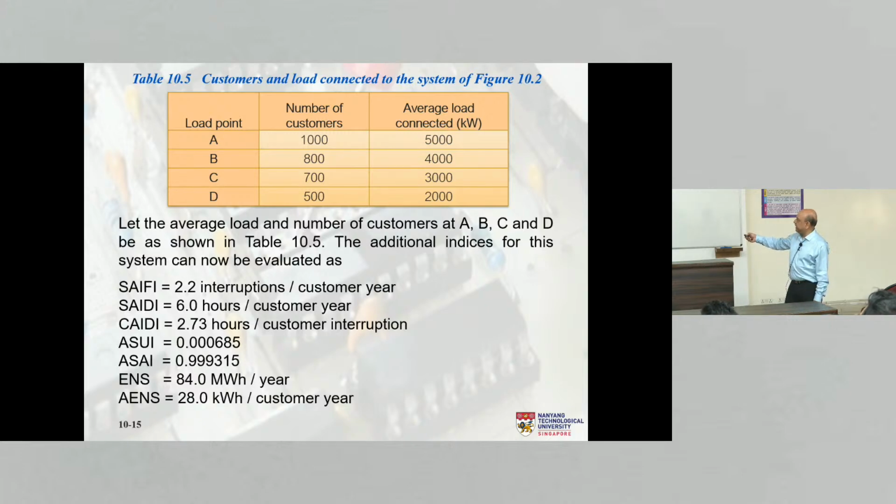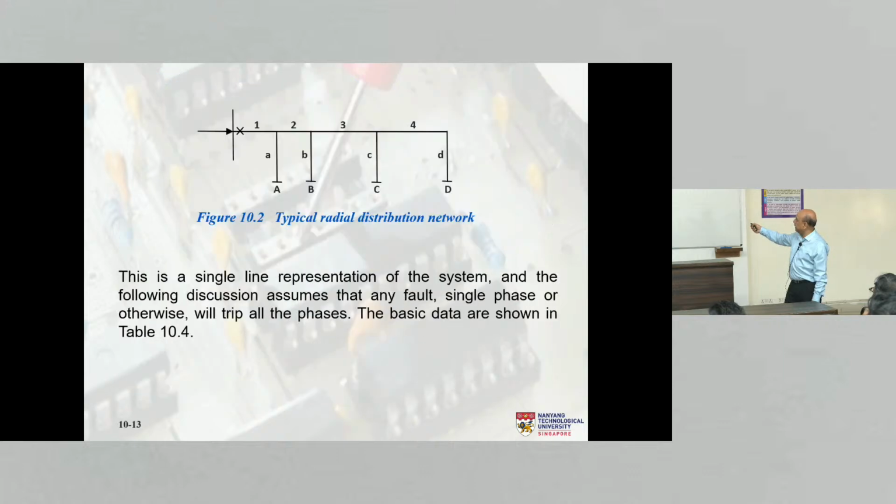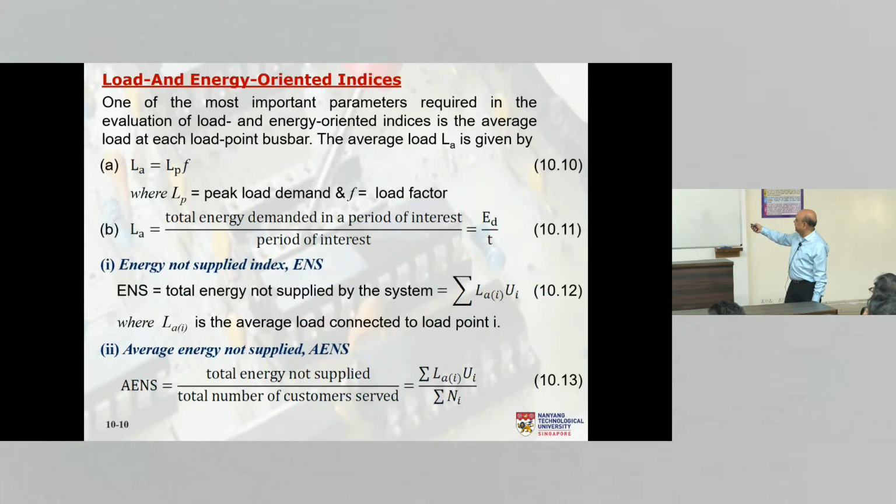And then of course the availability index, the unavailability index, you can see that the system is reasonably reliable, 0.999315. And the energy not supplied using the equation, because we have the average loads, if you remember. How do we calculate the energy not supplied? We have the energy not supplied is average load multiplied by the unavailability. And we have the unavailability at each of the 4 load points. We have the average load at each of the 4 load points. Just sum them up, and then AENS is just divided by the total number of customers. These calculations are straightforward. I have not shown them in the slides because they are relatively easy.